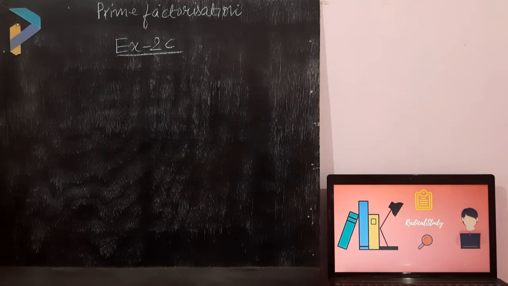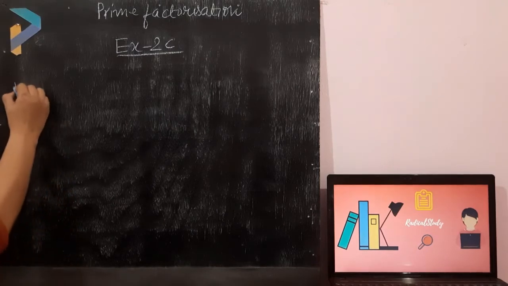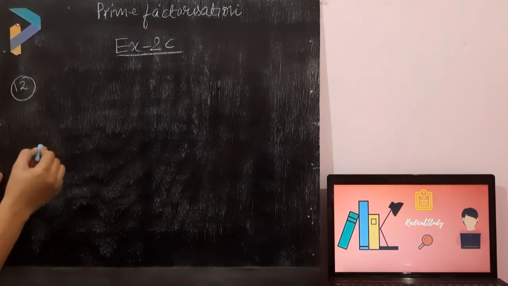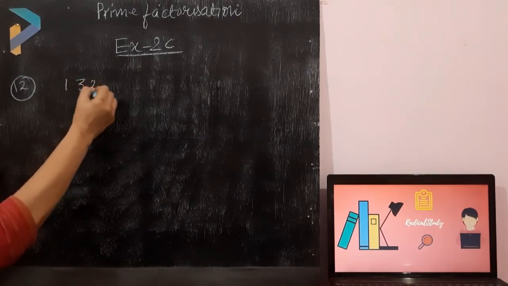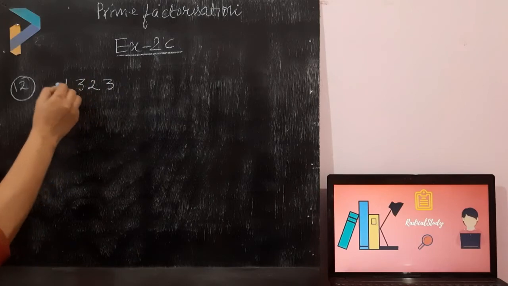So students, now I am going to solve few questions from exercise 2C, which I think will be difficult for you. I am solving those questions because you must be doing prime factorization for the first time. So I will solve the examples, the questions which I find difficult for you. So the first example I want to take is question number 12, 1323.